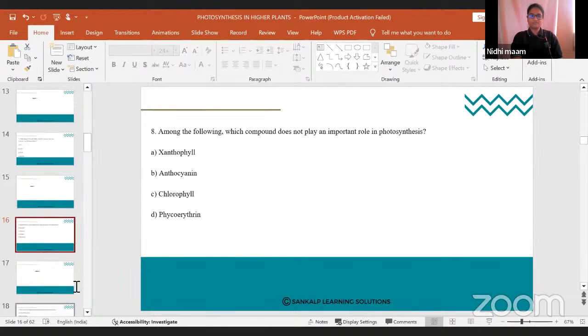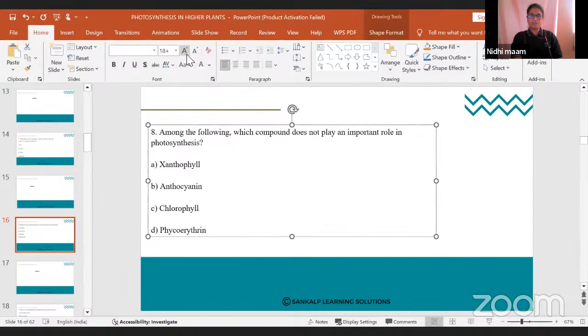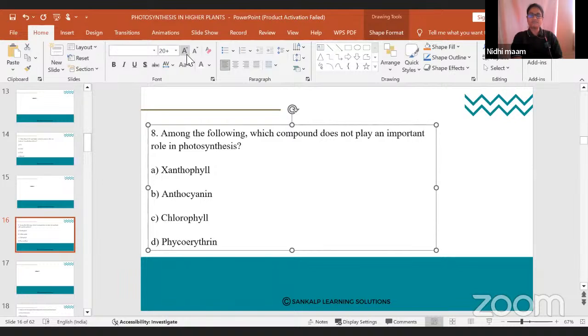Next question. Among the following, which compound does not play an important role in photosynthesis? A. Xanthophyll, B. Anthocyanin, C. Chlorophyll, D. Phycoerythrin.